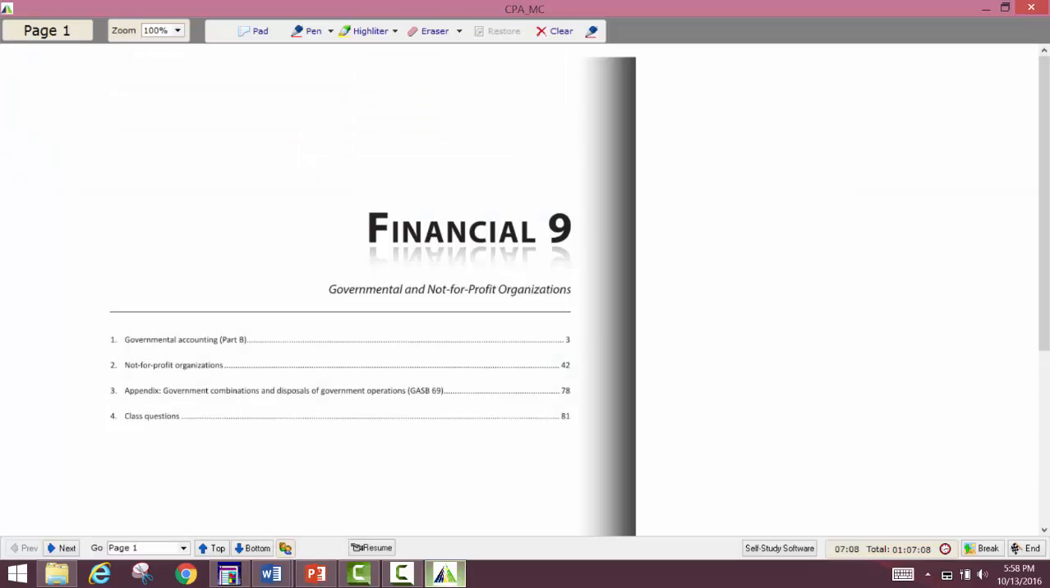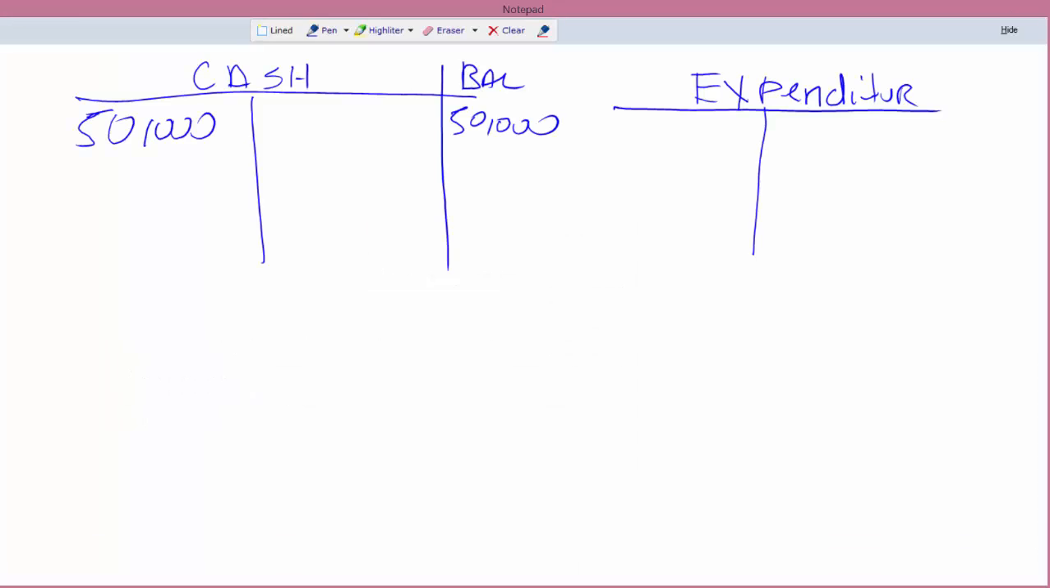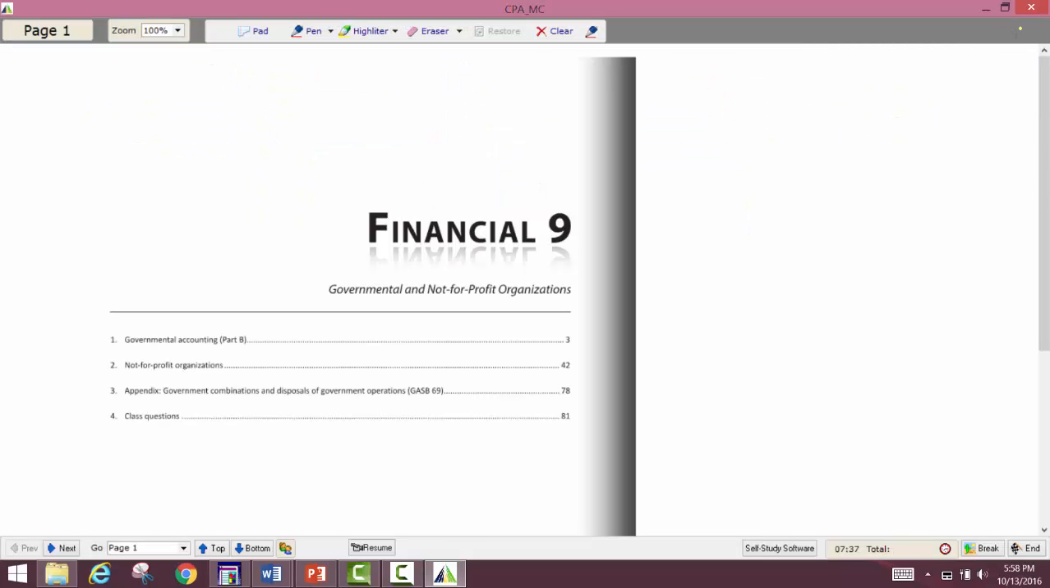Okay, so let me go back to my pad, and let me now credit the cash. So how much cash do I have left? 2,000. Guys, if you don't know, bust out a calculator. And I'm going to debit expenditure here of 48,000. Right? Okay, good. So I'm keeping track of my expenditures. I'm keeping track of my cash. That's all I'm doing over here.